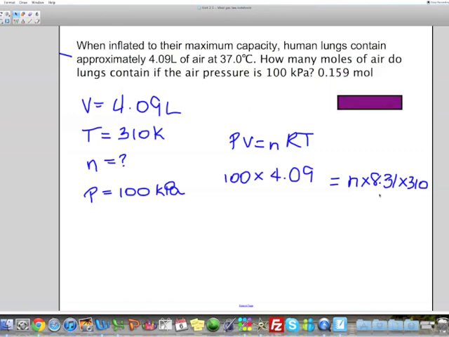Now, when you do your calculations, this being a constant, the 8.31 being a constant, it does not count in your significant figures. So if you analyze, you have 3 sig figs here, 3 here, and 3 here. So my answer in moles should have 3 significant figures, and it is the case. So my final answer is 0.159 mole. Now let's move on to the second example.